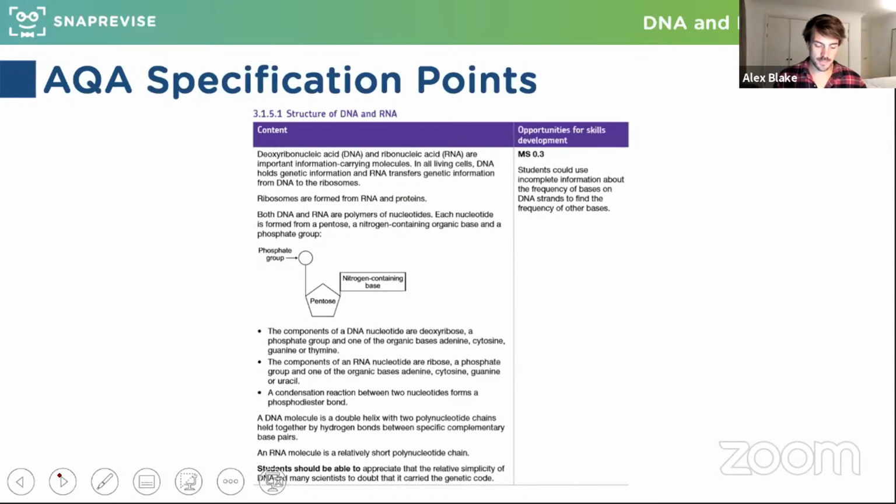So these are the spec points. These lessons are catered to all UK exam boards, so it doesn't matter which board you're sitting. These lessons will be beneficial for that. So if you want to screenshot your specs, you can refer back to it. Please feel free as I flick through it.